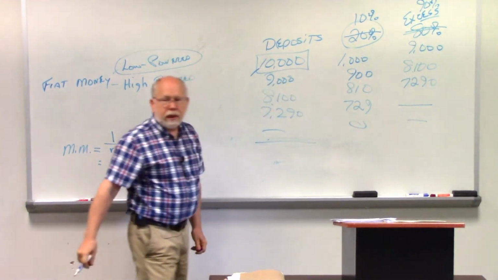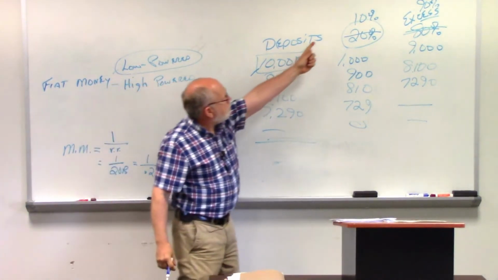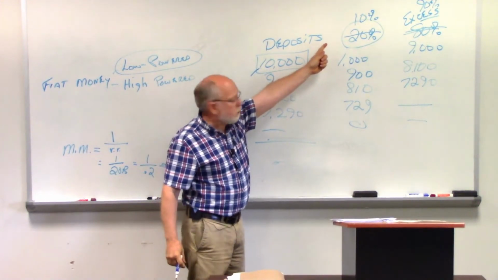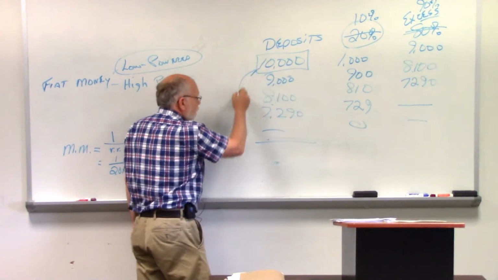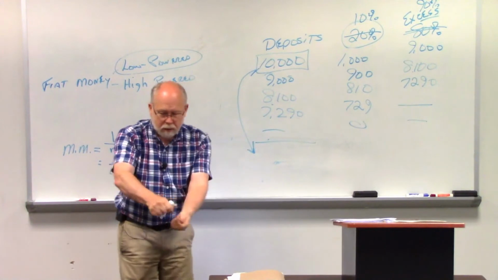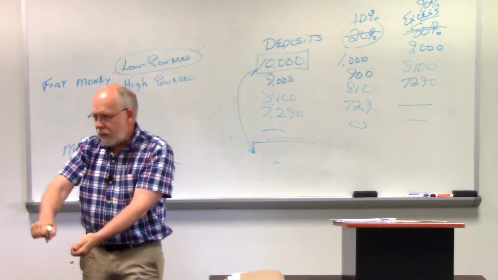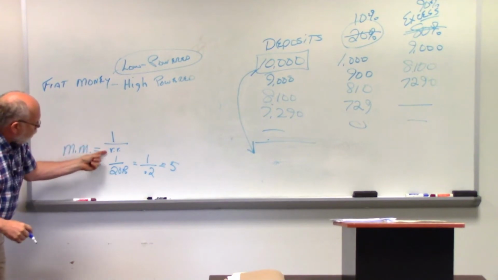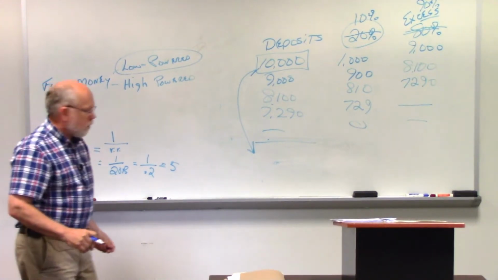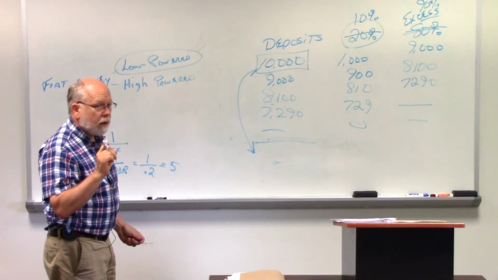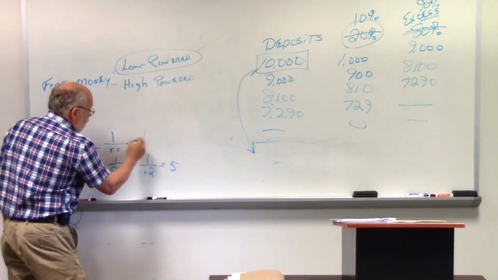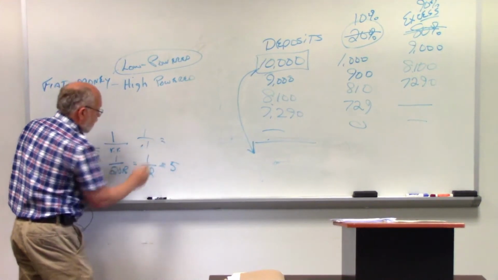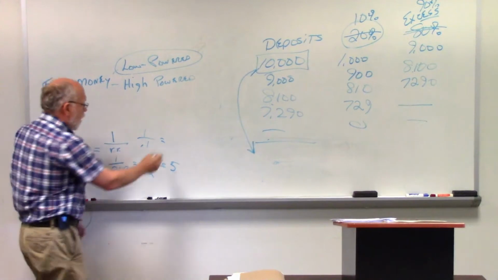Now, class, you tell me. At a 10% required reserve, this $10,000 can grow to what number? Come on, do the math. Get a piece of paper out. The money multiplier is 1 over the required reserves. What's the money multiplier? 1 over 0.1 gives us 10. A dime goes into a dollar 10 times.